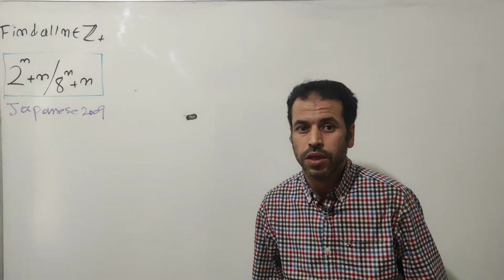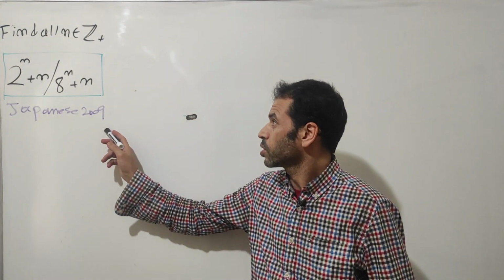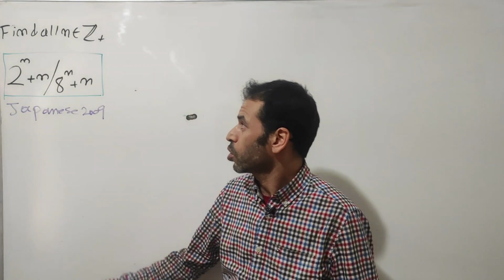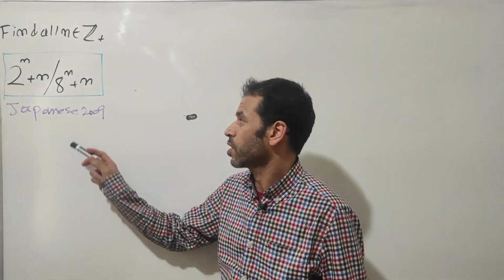In today's video, here is a nice problem. It's coming from the Japanese Mathematical Olympiad, edition 2009. Here is the following setup. Our goal is to determine all n as a positive integer satisfying this condition.